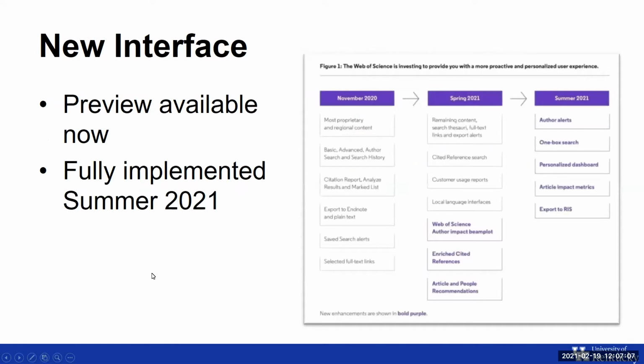And so again, I mentioned that there is going to be a new interface. In November of 2020, the UK Libraries got our preview, so it's available for preview now. You can actually use it. It's not 100% functional. There are some things in the new interface that you can't do, but they're giving you the opportunity to give feedback. So they really want your input and your feedback.